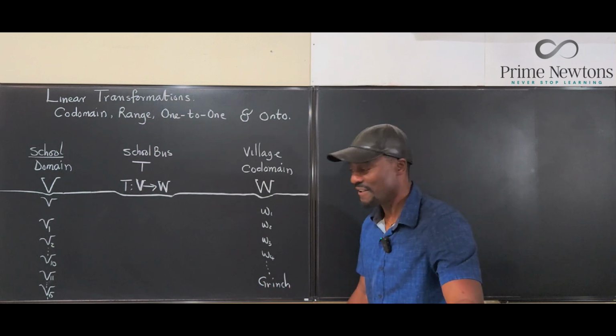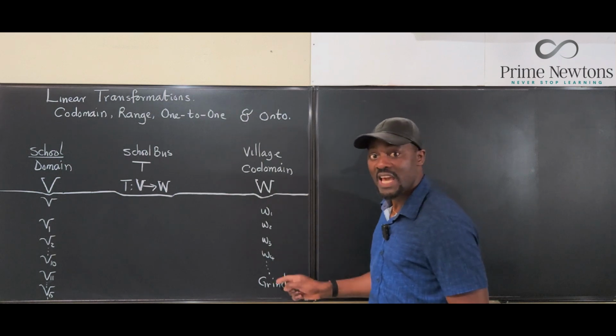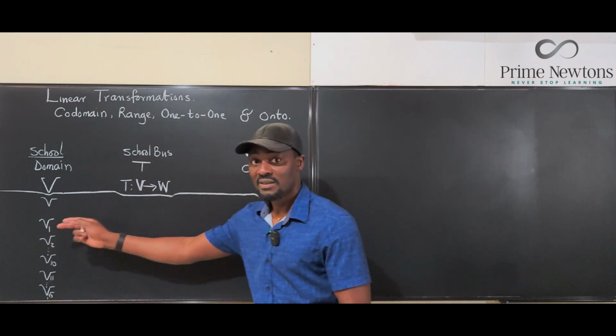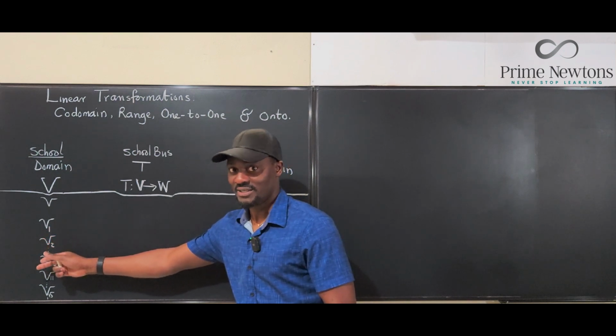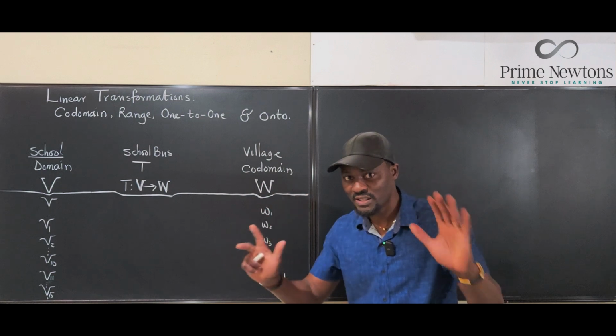Second thing, the range is the set of vectors in the codomain that have kids in the school that are mapped to it. So I'm going to write those definitions, but I want you to see the difference.